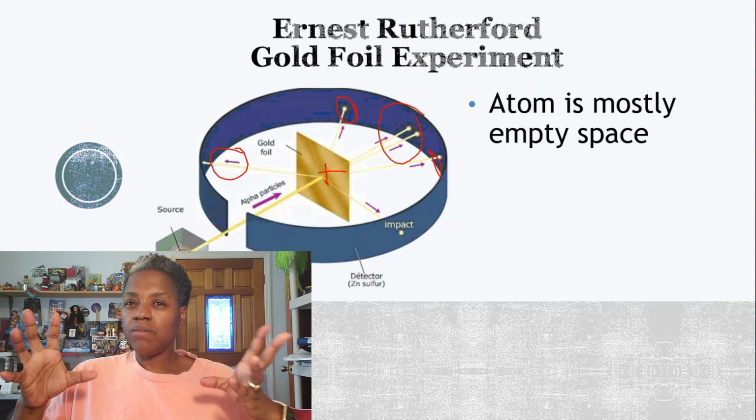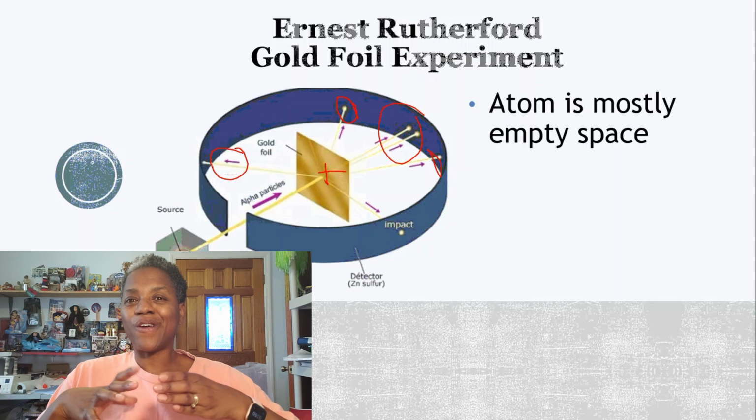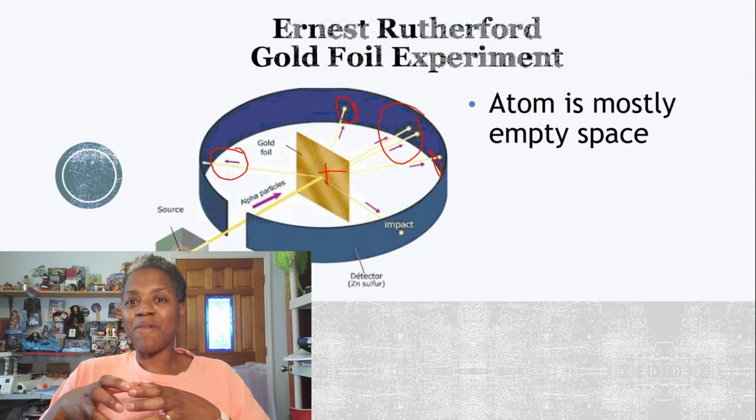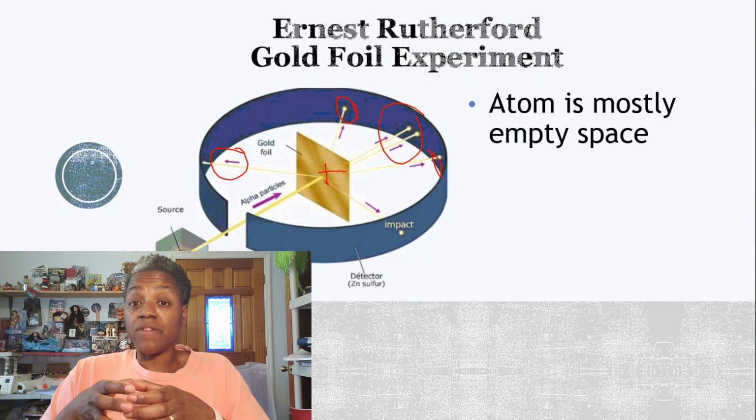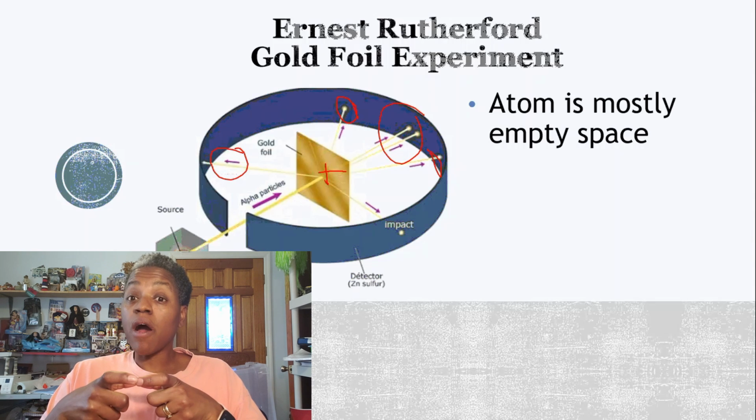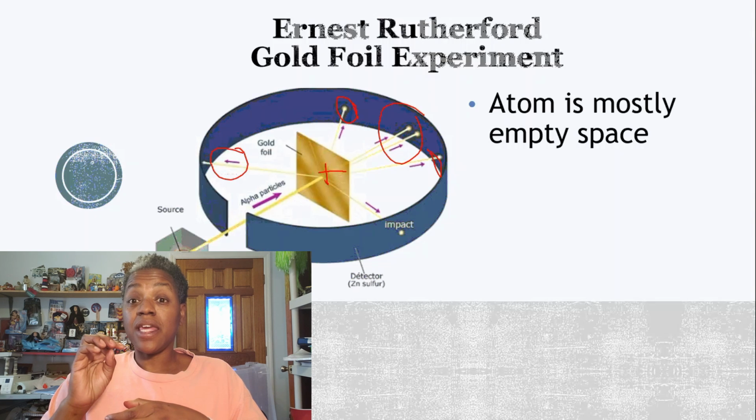So no more plums in the pudding, right? Or I used to call it the chocolate chip cookie model because that's just more delicious. So for J.J. Thomson's model, if you think of a chocolate chip cookie, the cookie part is the atom, and then the chocolate chips are the electrons.